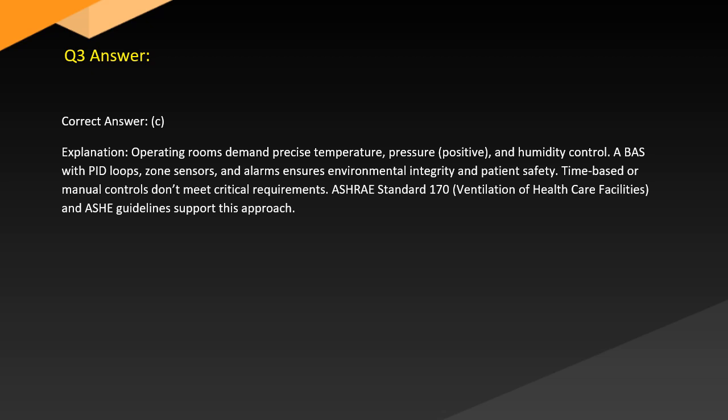Answer. Correct answer: C. Explanation. Operating rooms demand precise temperature, positive pressure, and humidity control. A BAS with PID loops, zone sensors, and alarms ensures environmental integrity and patient safety. Time-based or manual controls don't meet critical requirements. ASHRAE Standard 170, Ventilation of Healthcare Facilities, and ASHRAE guidelines support this approach.